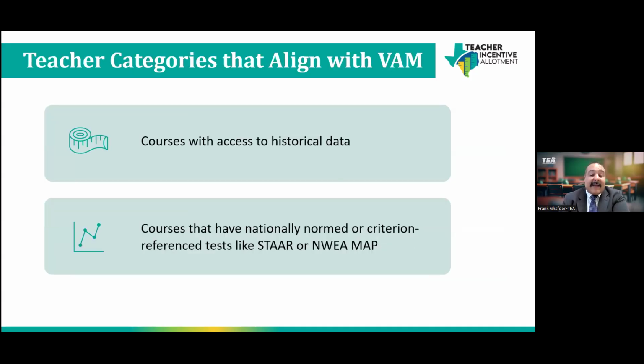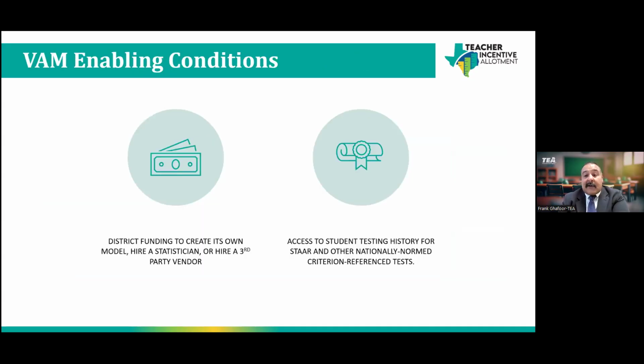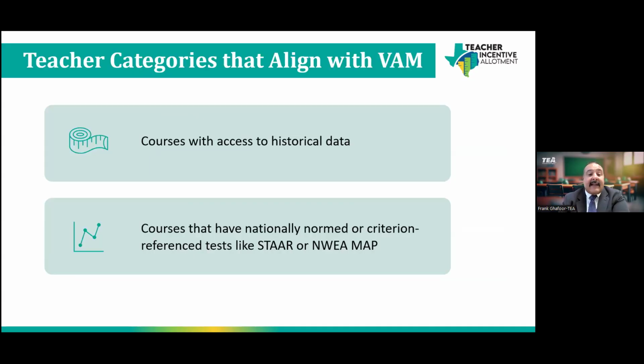And we looked at that in conjunction with our statewide performance standards. That would be roughly, it would definitely be a recognized teacher, maybe higher, as long as those teacher observation scores validated or correlated with that student growth data. Now, when we look at teacher categories that align with VAM, it is going to be the courses with access to historical data and courses that have nationally normed or criterion reference tests.